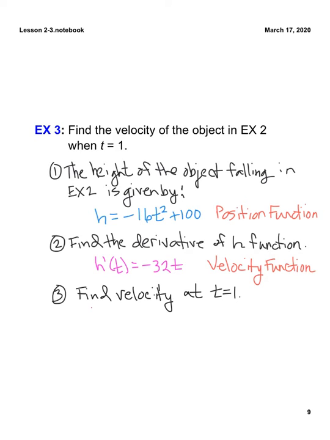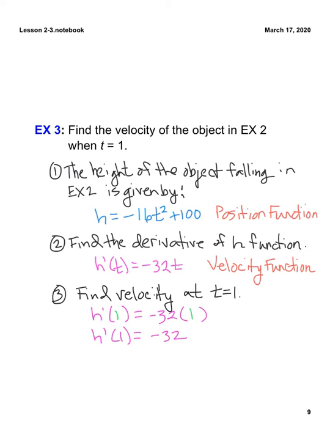Okay, I'm going to do h prime of and plug my value in. Let's make it green. All right, so I'm going to put 1 in here and 1 in here. So h prime of 1 is equal to negative 32.